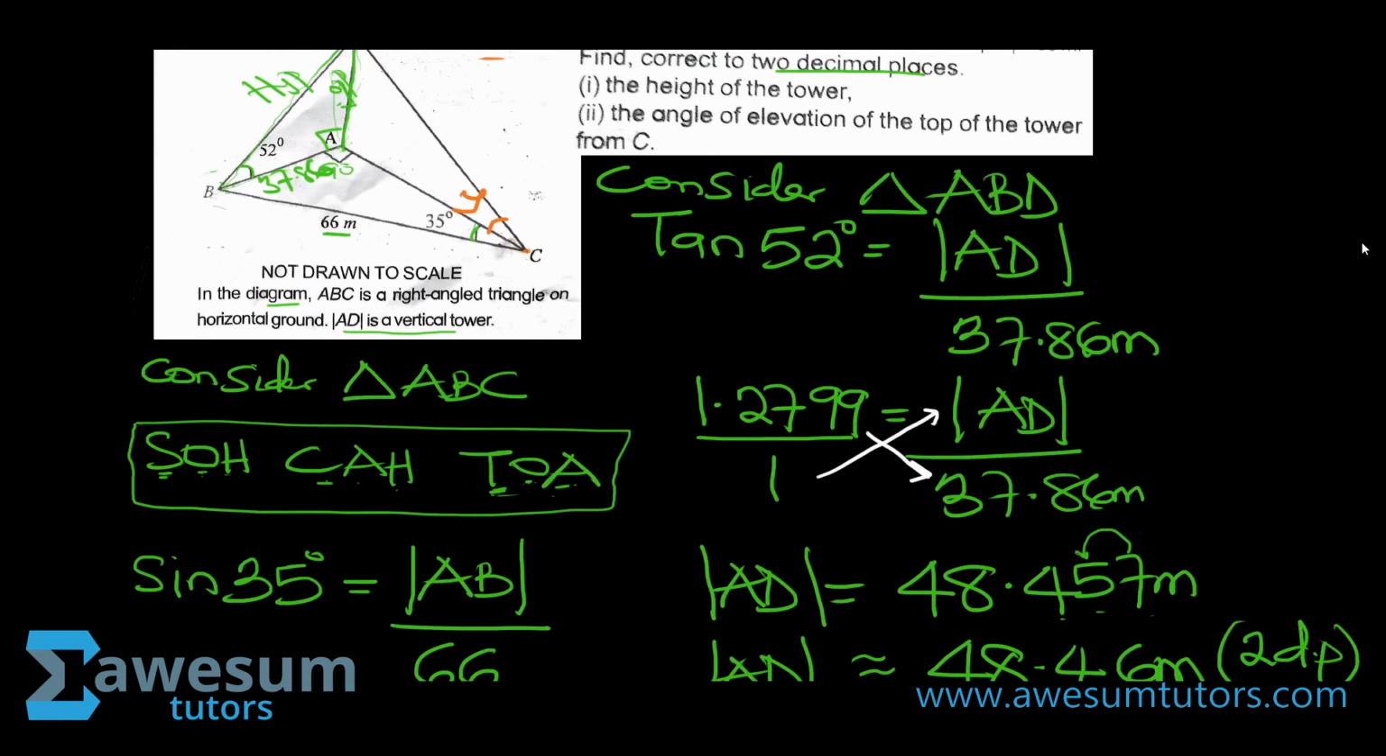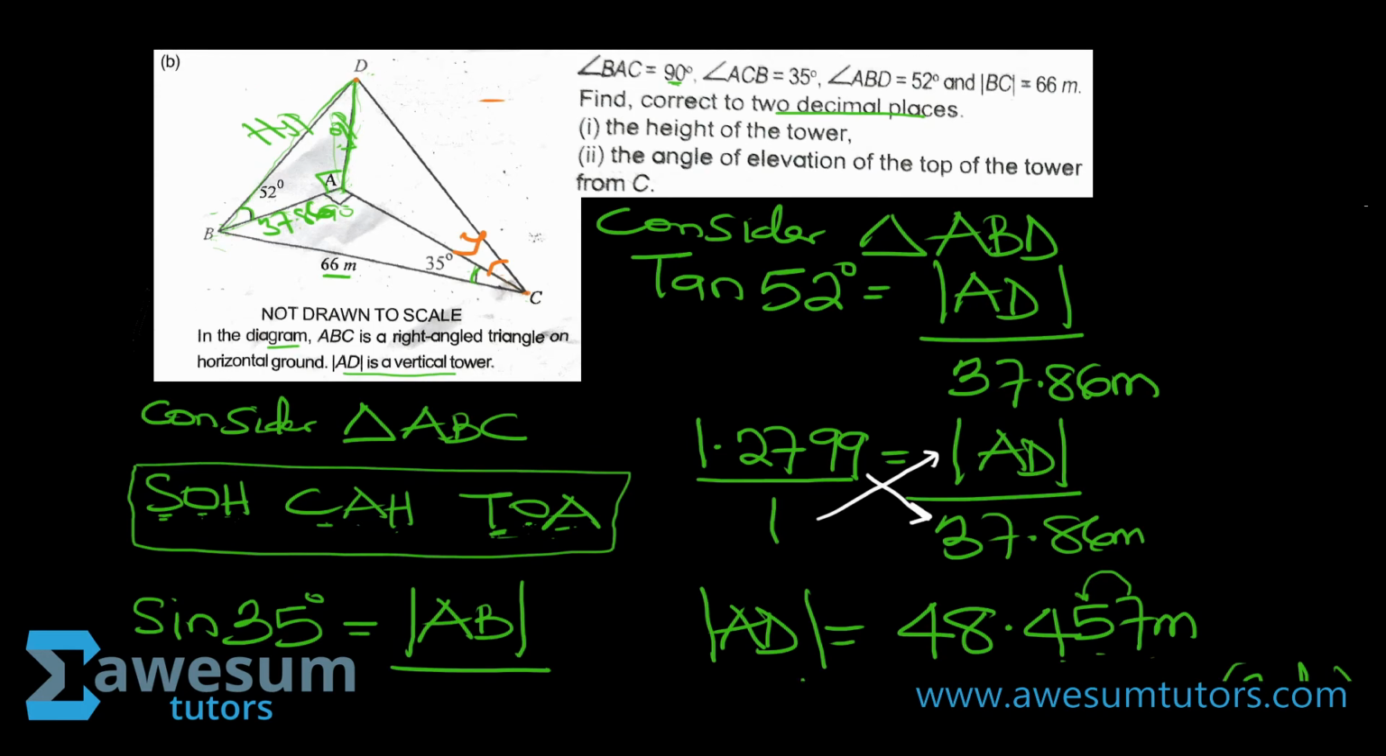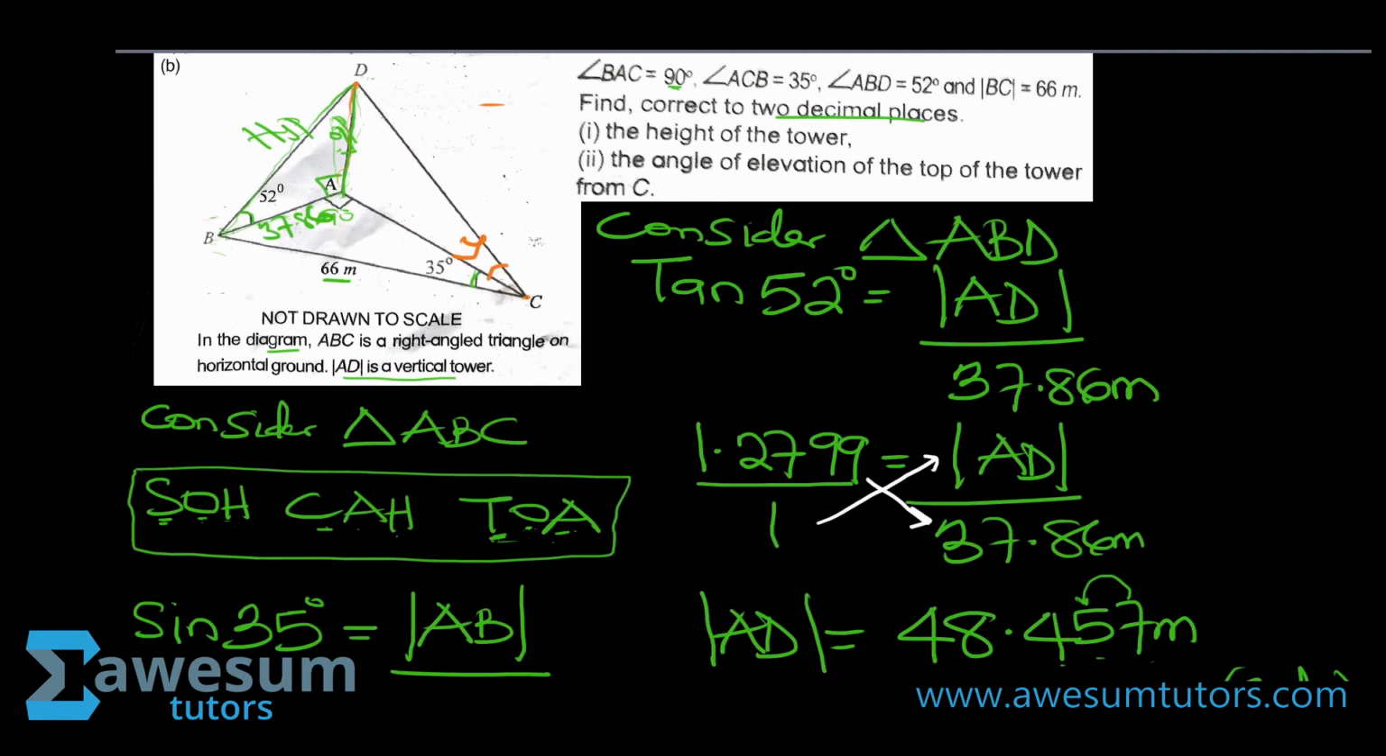So now this is the logic right here. This is the angle of elevation of the top of the tower from C, Y. We want to find Y. But for us to be able to find Y, we need to know AC, because this Y is an angle. We also already know this side right here. This is the height of the pole, which we already found to be 48.46 meters.